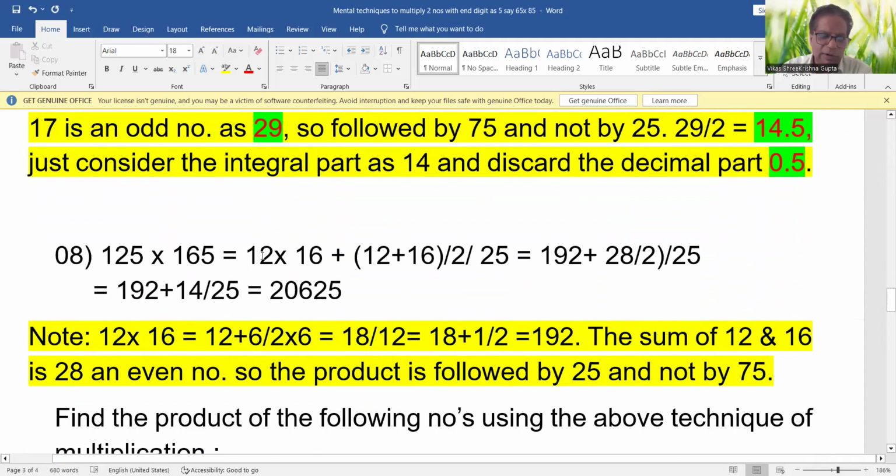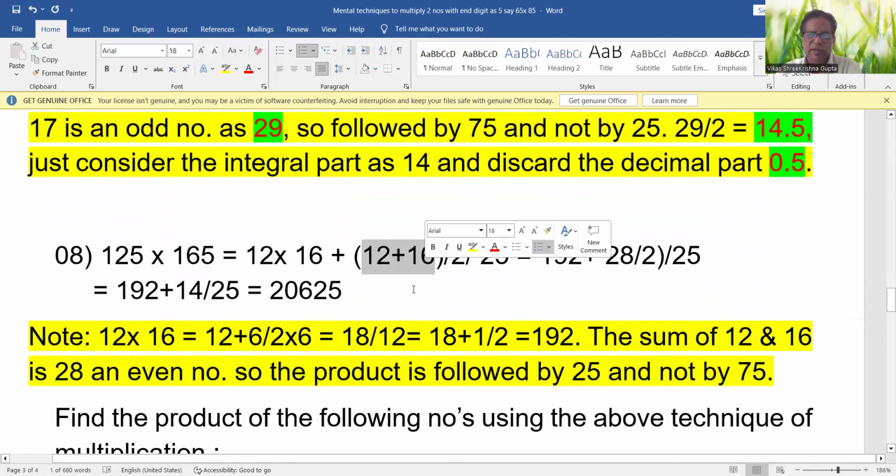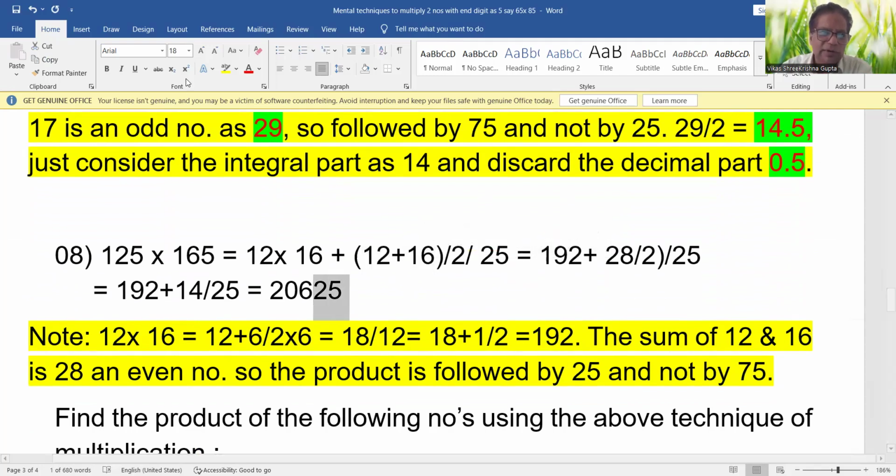Now, you have to multiply 12 into 16 and then follow with 12 plus 16. Now, 12 plus 16 is an even number. The sum is 28. 28 is an even number. So the product will be followed by 25 and not by 75. Remember the golden rule: when the sum is an even number, it will always be followed by 25, and when the sum is an odd number, it will always be followed by 75. So the technique is the same.